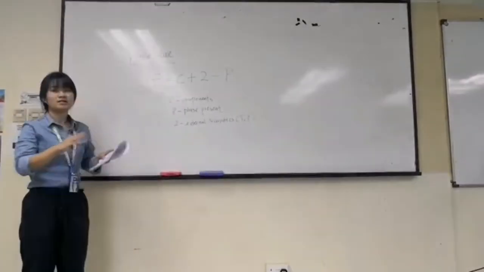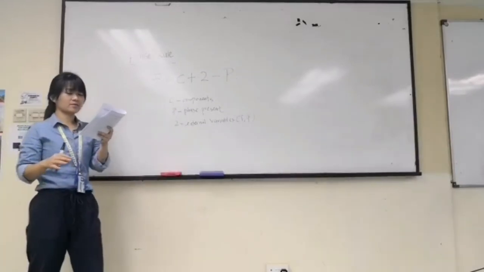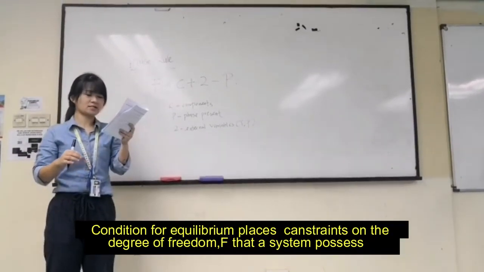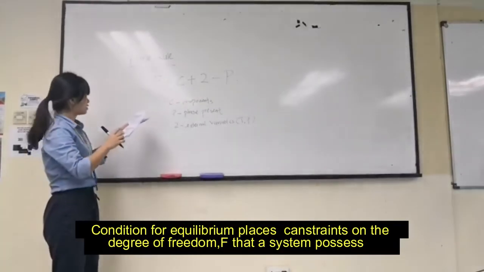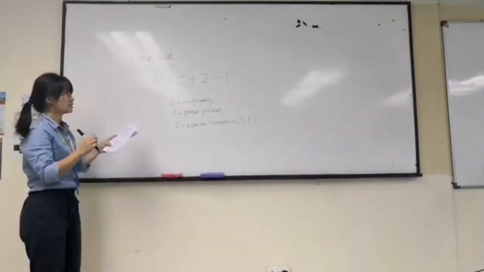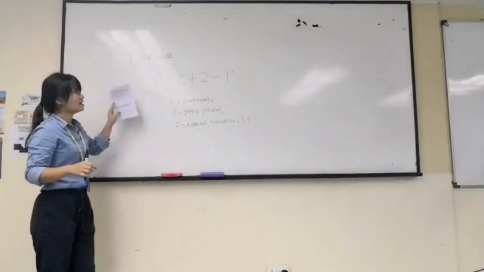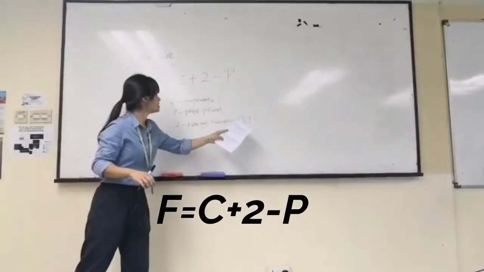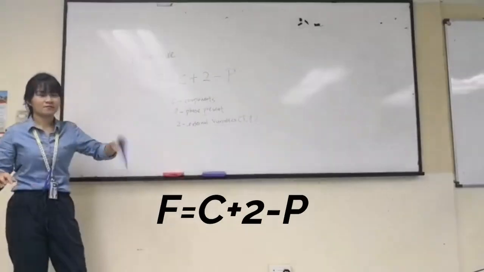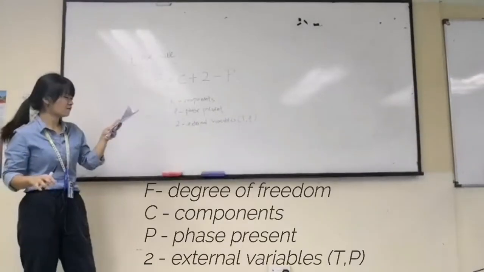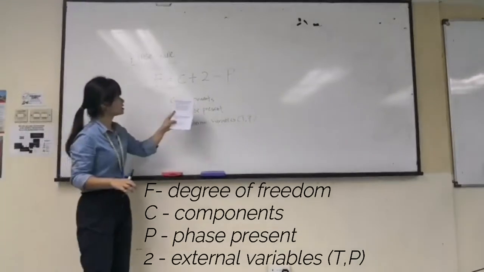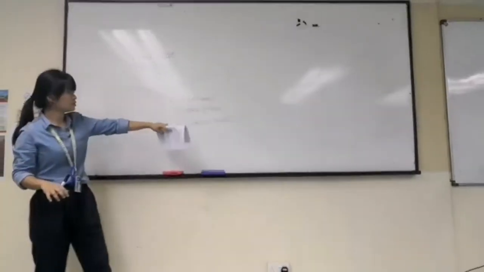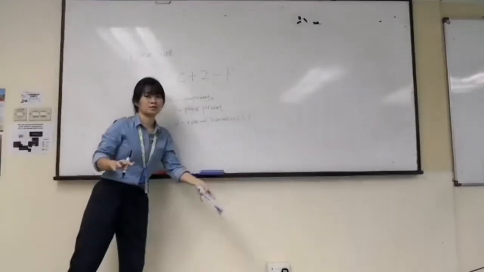Second, phase diagrams are equilibrium diagrams, and the condition for equilibrium places a phase constraint on the degrees of freedom F. That is the Gibbs phase rule. The formula is F equals C plus 2 minus P, where F is the degrees of freedom, C is the number of components, P is the number of phases present, and the 2 is the external variables, temperature and pressure.